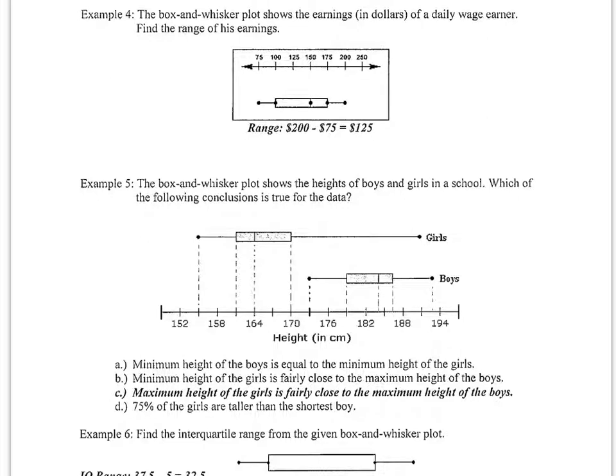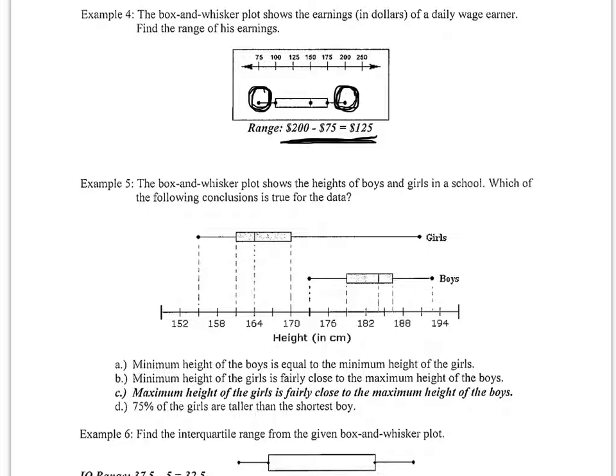On to question 4. The box and whisker plot below shows the earnings in dollars of a daily wage earner. Find the range of his earnings. To find the range, we take the biggest number, which is right here, the maximum value, 200, and subtract the minimum value right here, which is 75, which gives us $125.